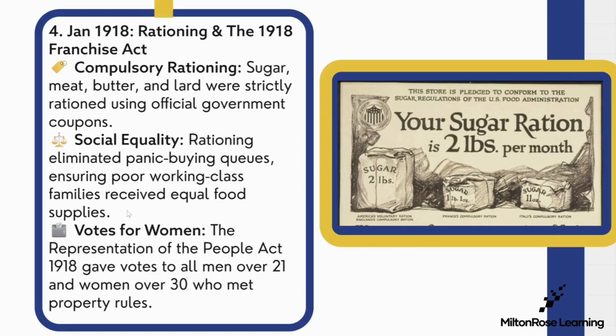And on top of this, there were votes for women, which again is a revolutionary change in this period. The Representation of the People Act in 1918 gave votes to all men over 21 and women over 30 who met certain property rules. You can still see there's not quite equality. It's not full enfranchisement, full democracy, but it was a big step forward for women's democratic rights.